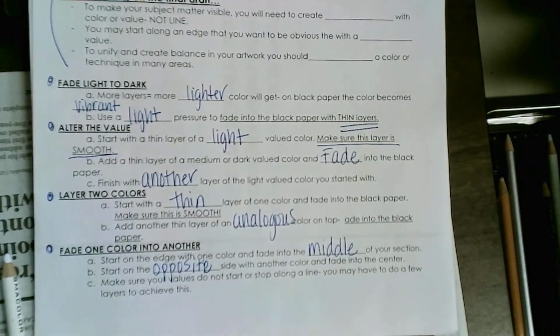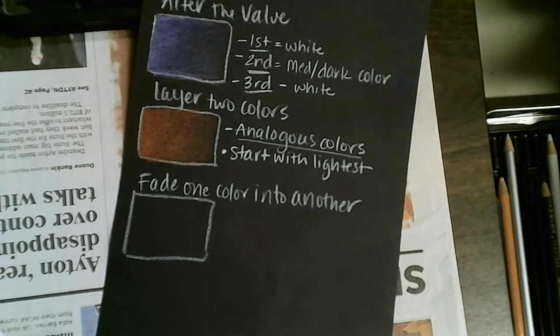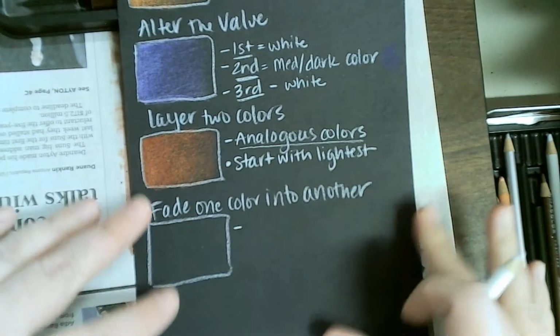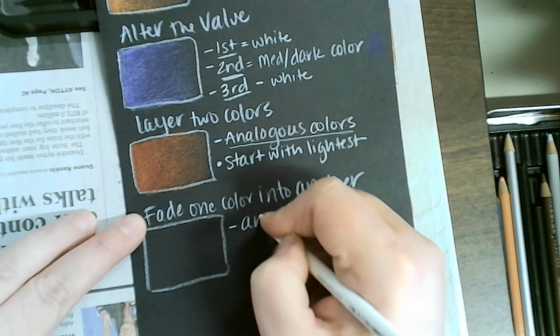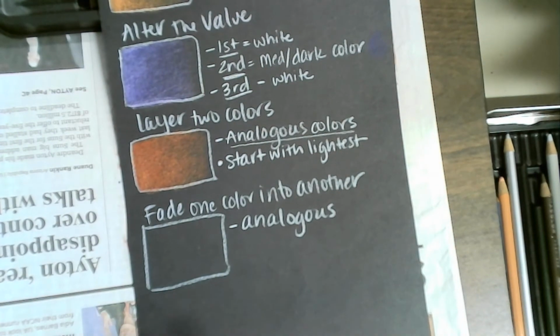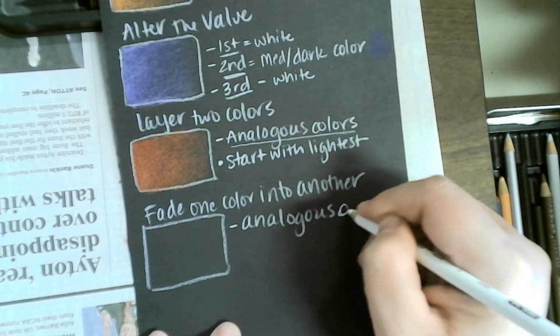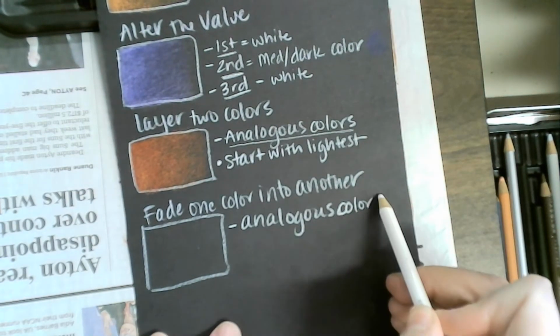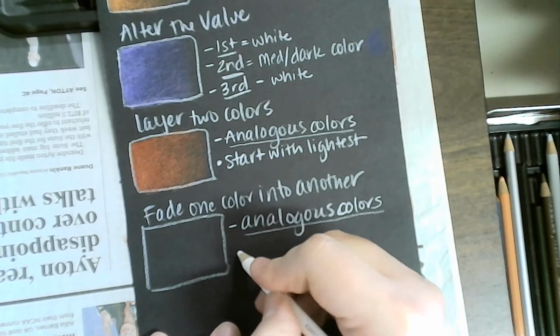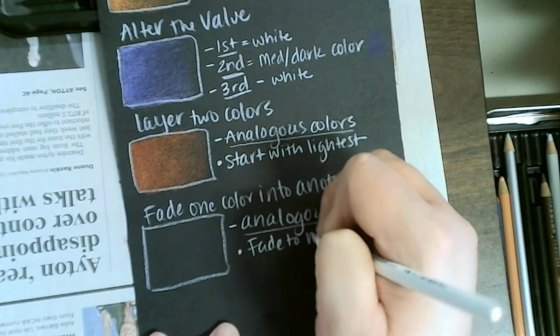There we go. Good spelling. So it's just like the first technique, except you need to fade out sooner. So we're also going to use analogous colors. So we're going to write that note next to it to remind you, in case you don't like to read the notes that we're taking. Then you have a few little notes. We're going to write fade to middle.